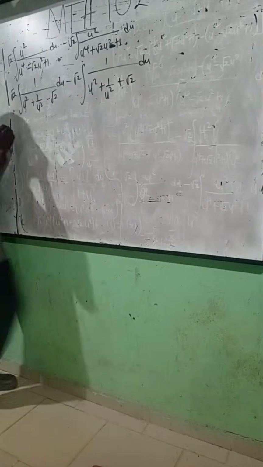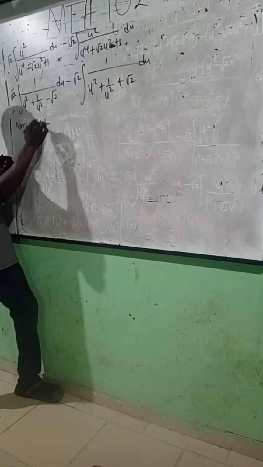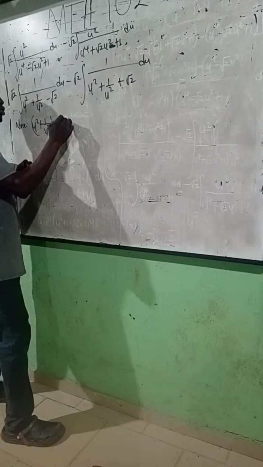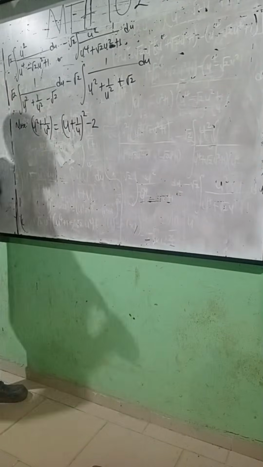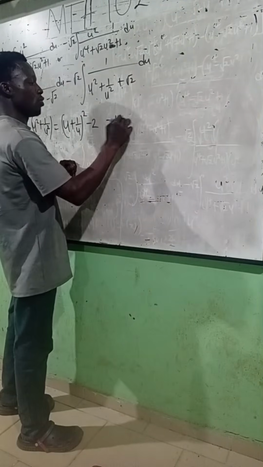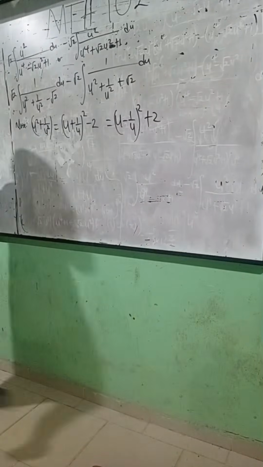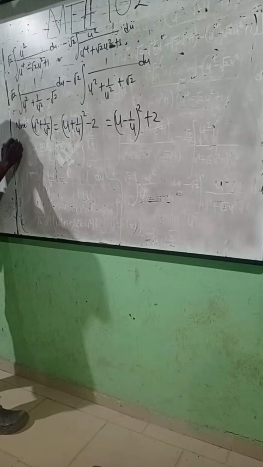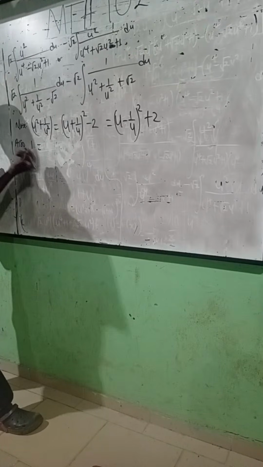Now note u square plus 1 over u square is the same thing as u plus 1 over u all square minus 2. It's also the same thing as u minus 1 over u all square plus 2. So we are already getting familiar with all this.